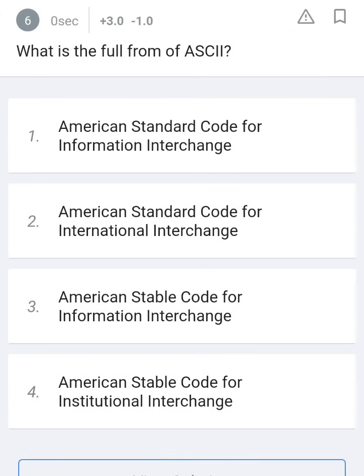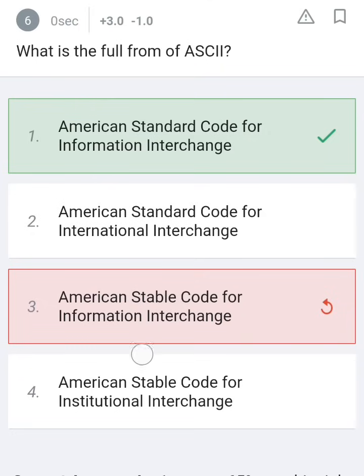Next question. What does ASCII stand for? It is American Standard Code for Information Interchange. It is a standard data transmission code, and it uses 7-bit characters.